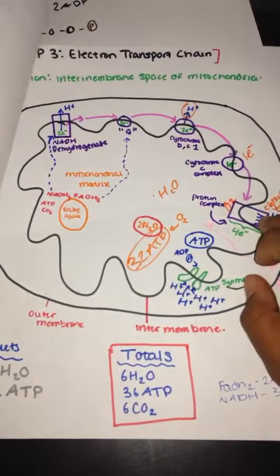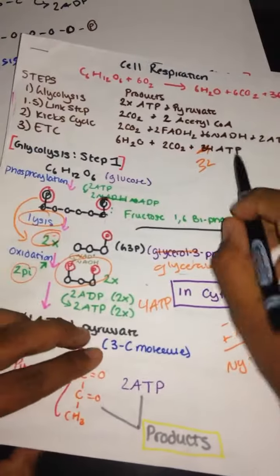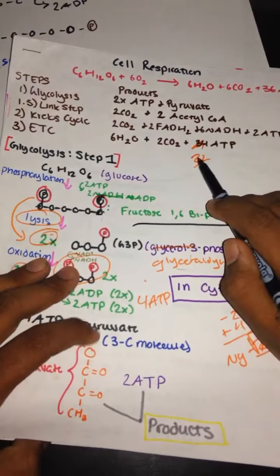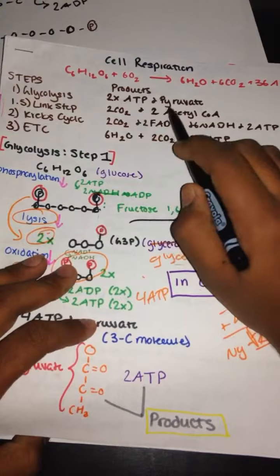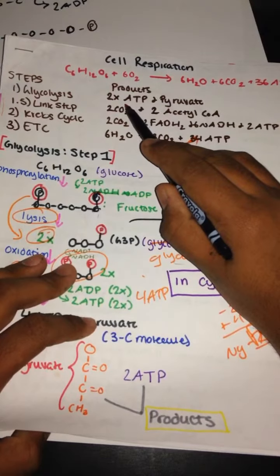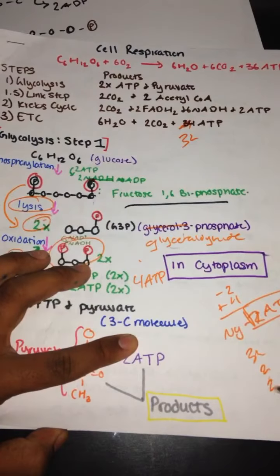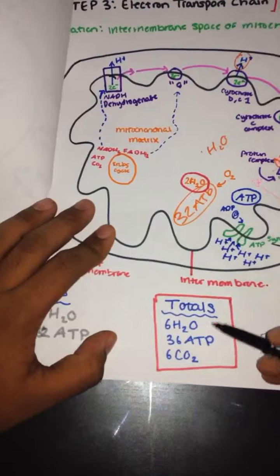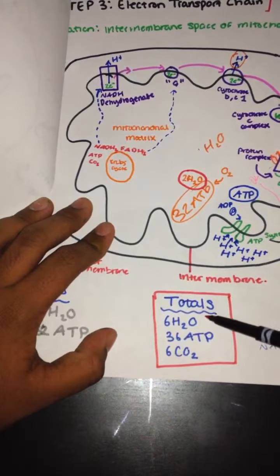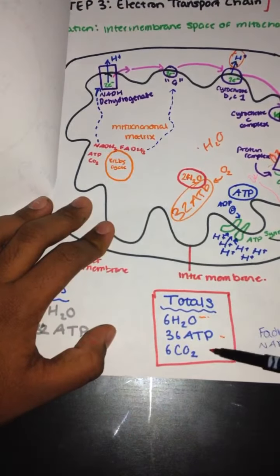Another thing that's going to happen is that you're going to produce your 32 ATP from the ETC, your 2 ATP from the glycolysis, and your 2 ATP from the Krebs cycle. So you have 32 plus 2 plus 2, so a total of 36 ATP. So your total products of aerobic cellular respiration are 6 H2O, 36 ATP, and 6 CO2.